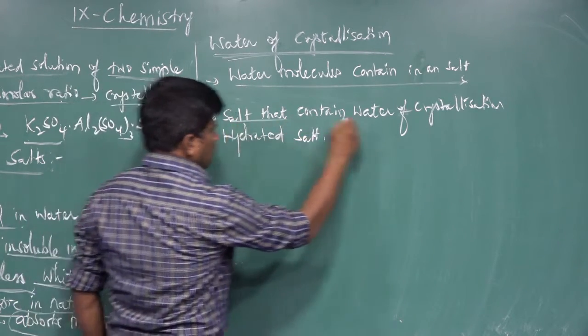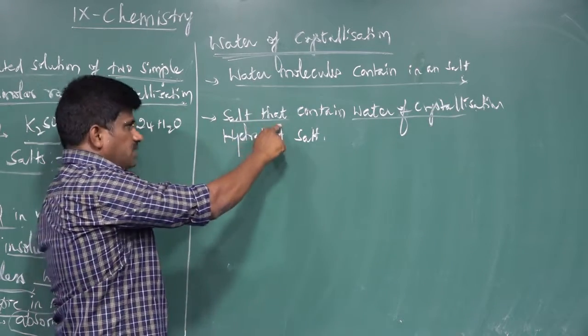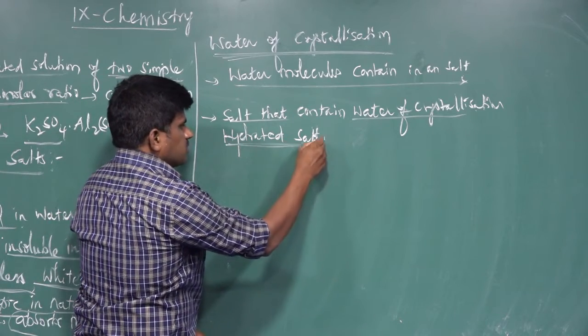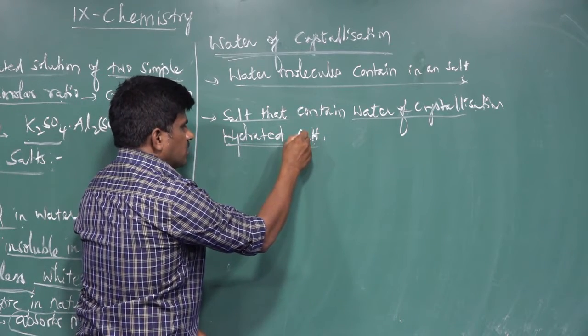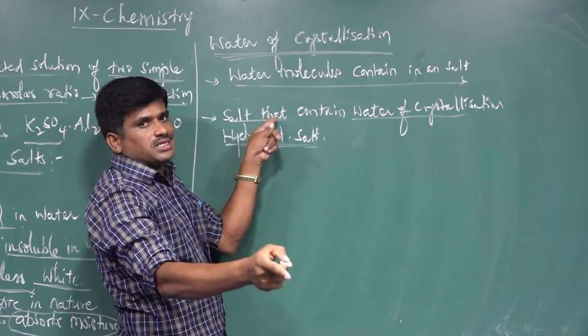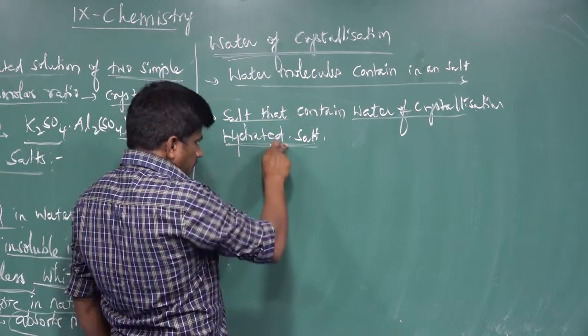A salt that contains water of crystallization, that means the water molecules are present in it, is called a hydrated salt. Because of the water molecules, the salt becomes crystal in nature. That salt is called a hydrated salt.